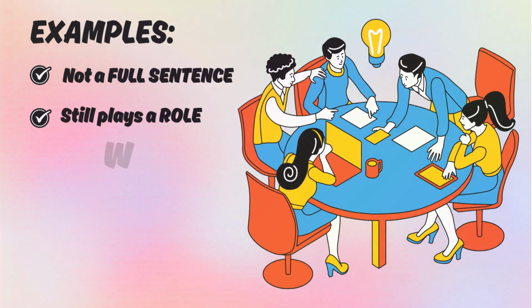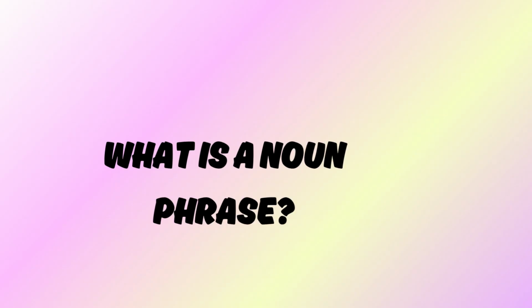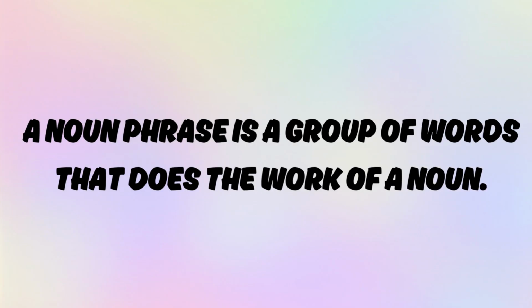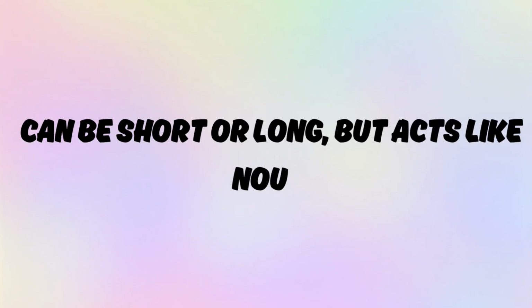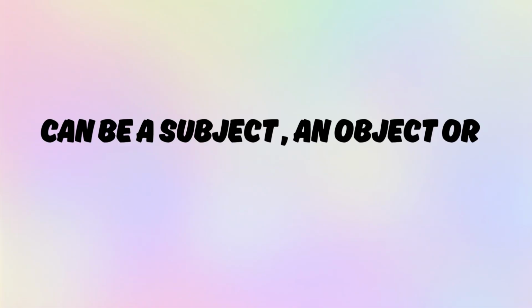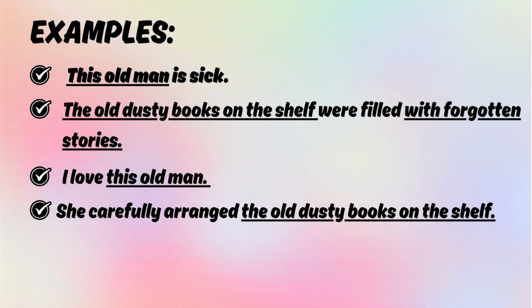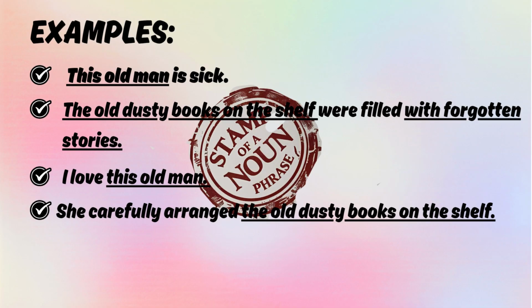Now comes the main topic, the noun phrase. A noun phrase is a group of words that does the job of a noun. It can be short or it can be long, but it acts like a noun in a sentence. It can be a subject, it can be an object, it can be a complement. Even if it's long, like the old dusty books on the shelf, or short like the old man, if it is doing the work of a noun, it's a noun phrase. And yes, the underlined group of words shown here are noun phrases because they all lack verbs.